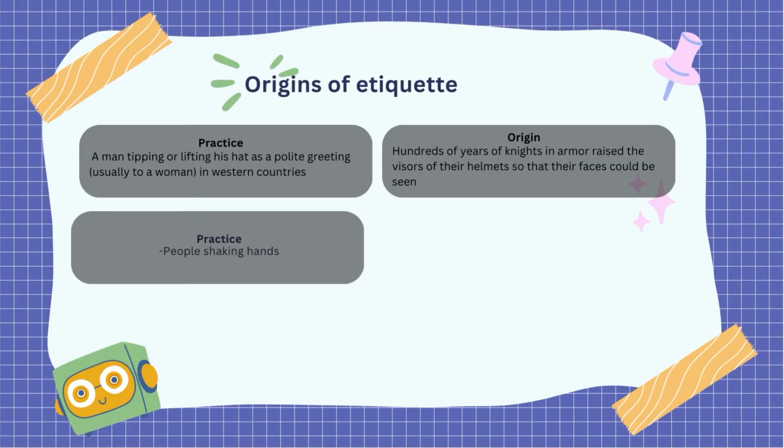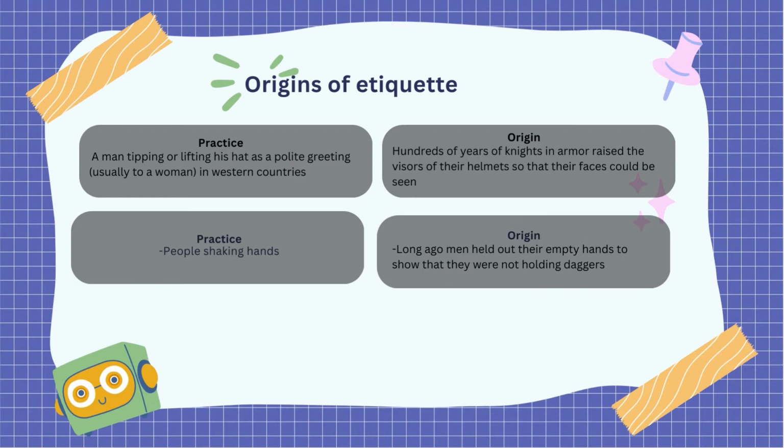A man lifting his hat as a polite greeting. Look at this. The way we practice this, the origin goes back to the Greek period, where hundreds of knights raised the visors of their helmets so that their faces could be seen. Okay. So let's look at another origin of the etiquette.